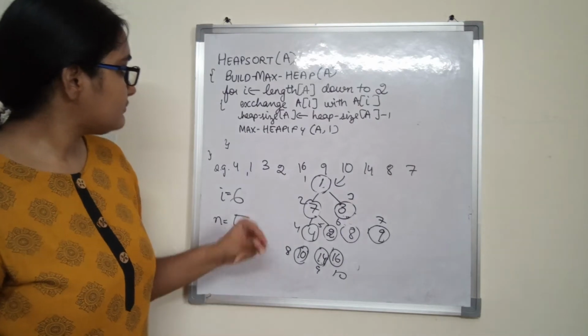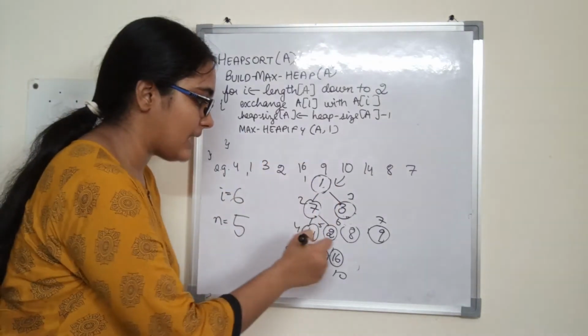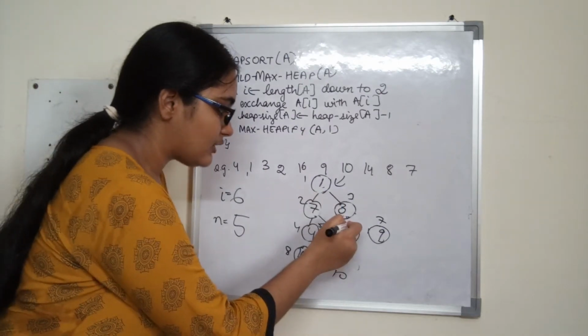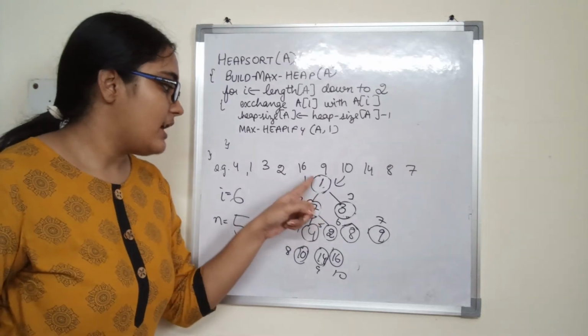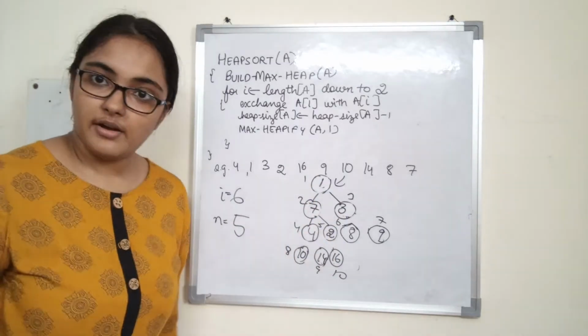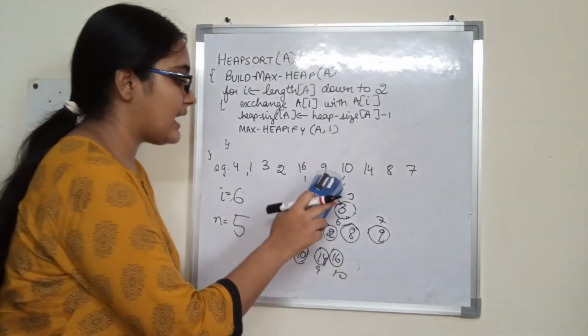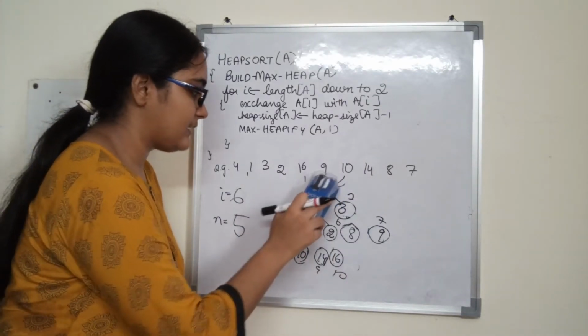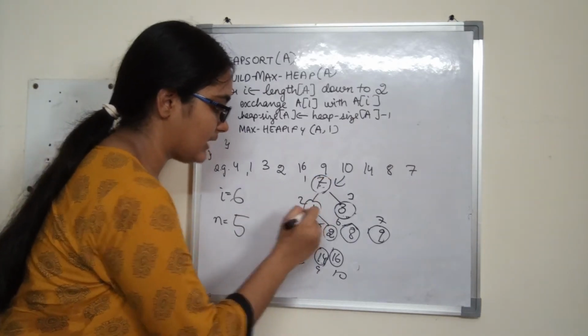Now this is also not a part of the heap. Again we are calling max heapify A, 1. These elements are not part of the heap: 8, 9, 10, 14, 16. Only the elements part of the heap are 1, 7, 3, 4, 2. Now when we call max heapify on this, what is the largest element out of 1, 7 and 3? 7 is the largest, so 7 and 1 will be exchanged. 7 will go there, 1 will come here.